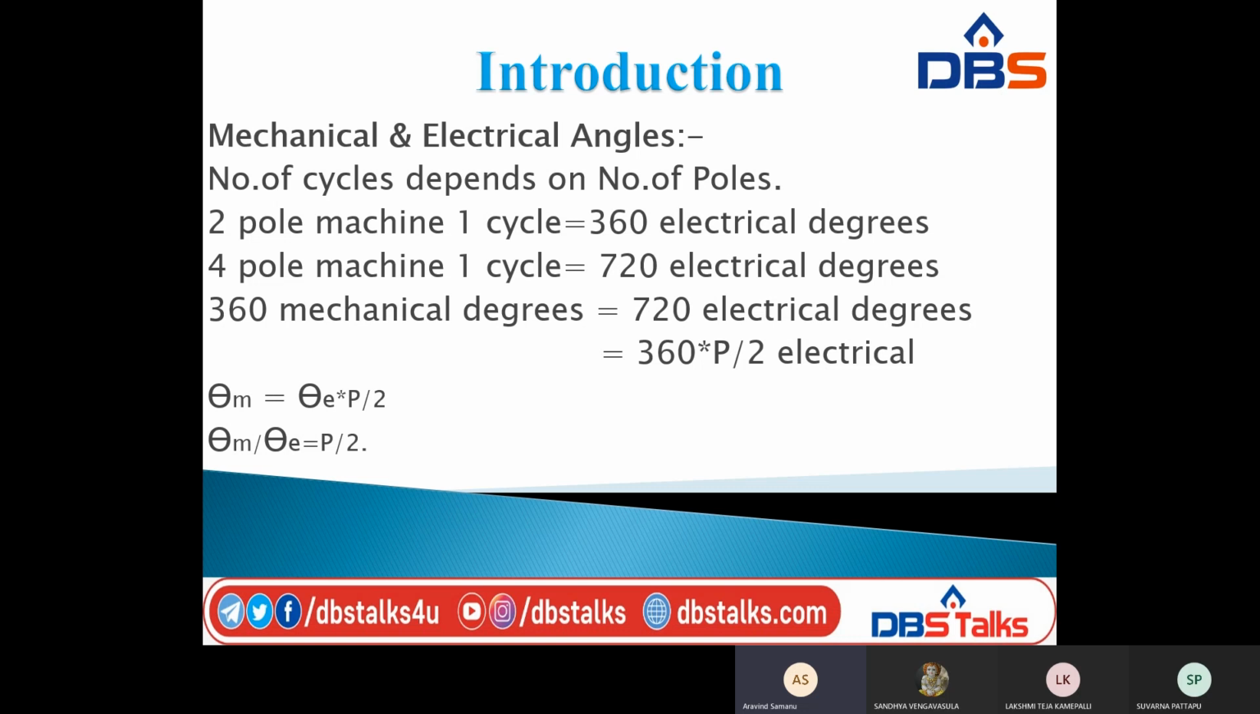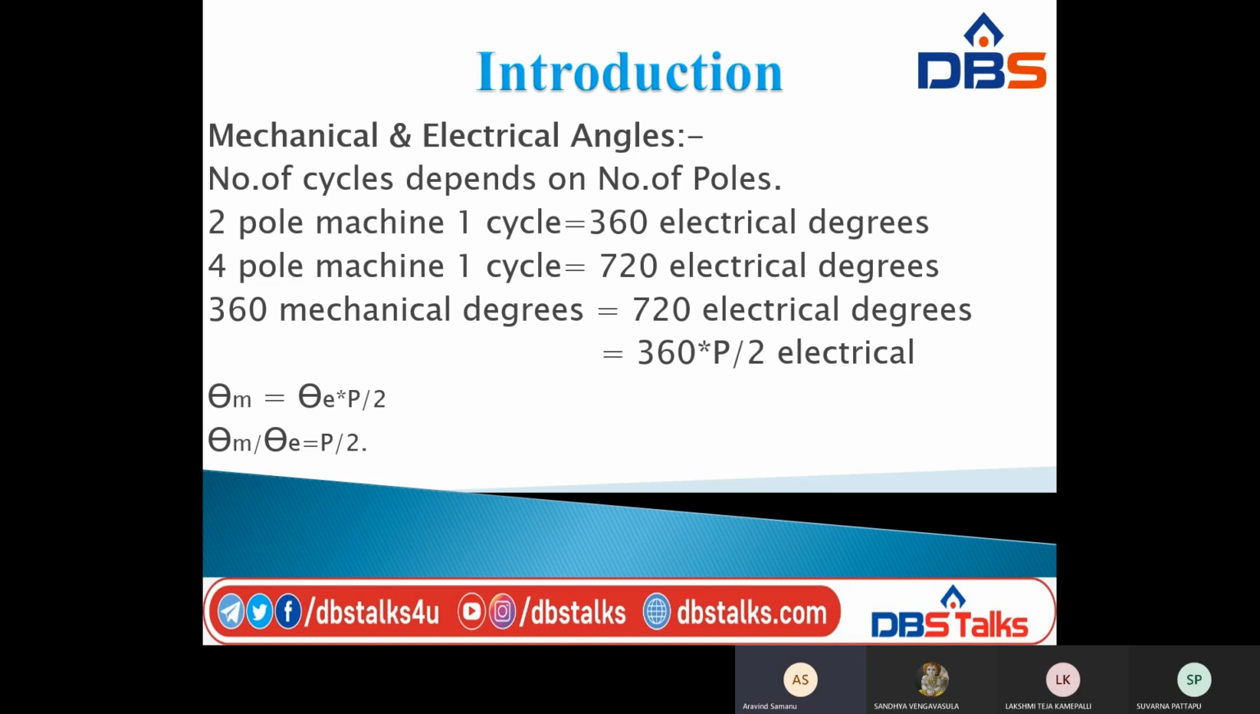In a two-pole machine, one cycle is equal to 360 electrical degrees. For example, if we take a four-pole machine, using the same one cycle, it doubles the previous value: 360 plus 360, that is 720 electrical degrees. So in the previous case with the two-pole machine it was 360 electrical degrees, and in this example with the four-pole machine, one cycle is 720 electrical degrees.